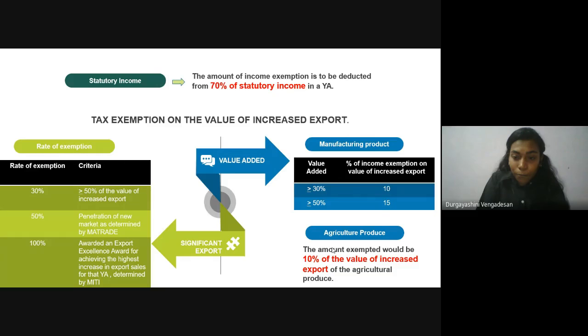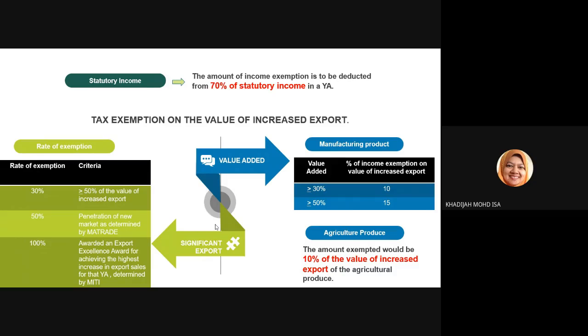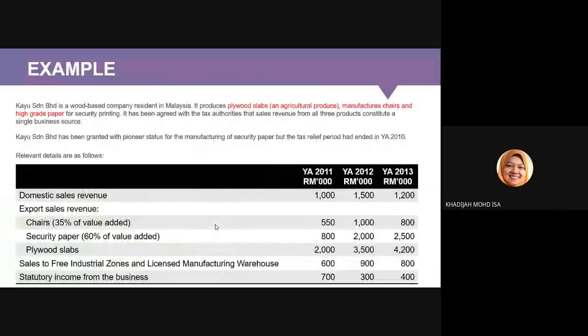Then for the agriculture produce, the amount exempted would be 10% of the value of increased export of the agriculture produce. And for the statutory income, the amount of income exemption is to be deducted from 70% of statutory income in a year of assessment. For the significant export, I'll explain later.